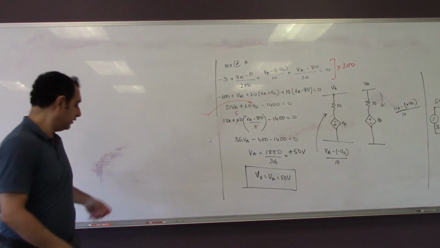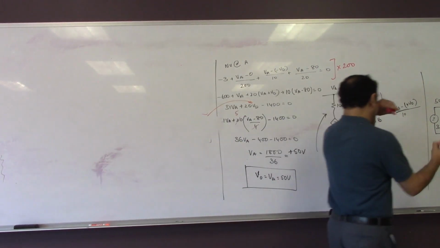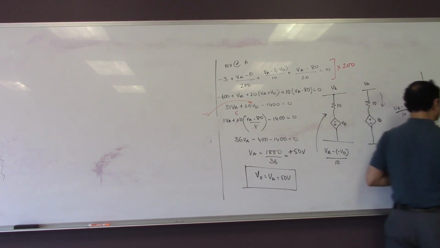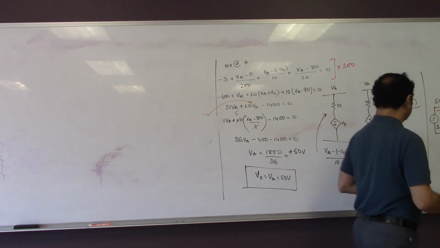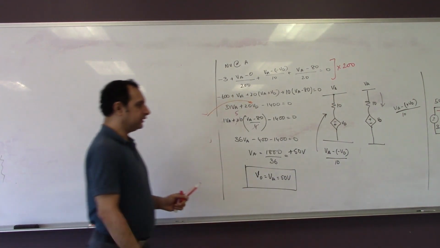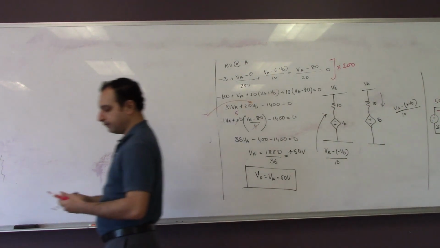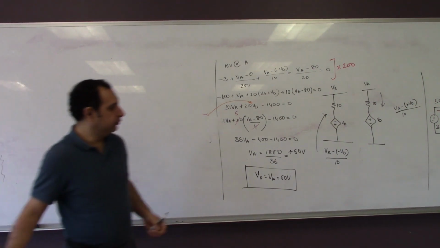Need to find the branch currents I1, I2, and I3. Okay, I'll put them in red, so we need to find what is I1. Just try this out. If not, I'll solve. Let me just give you one hint here.